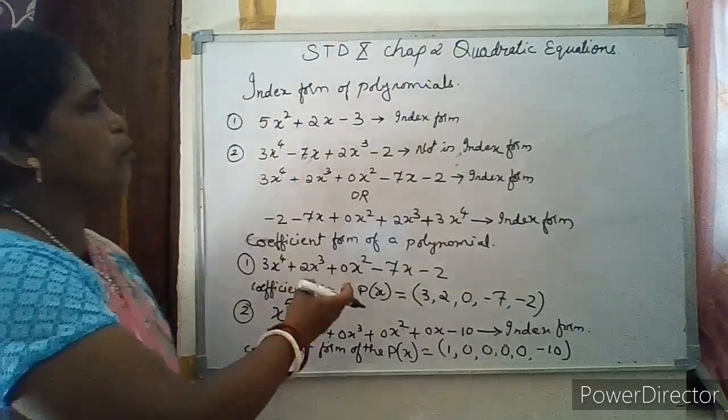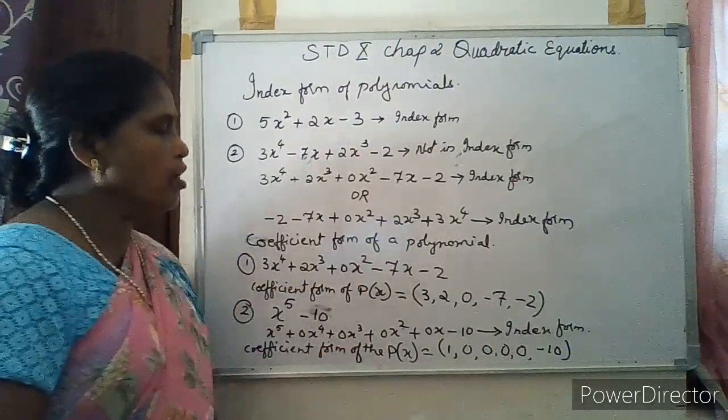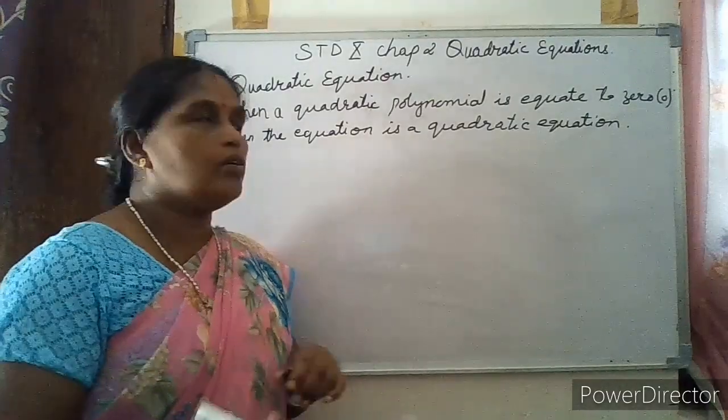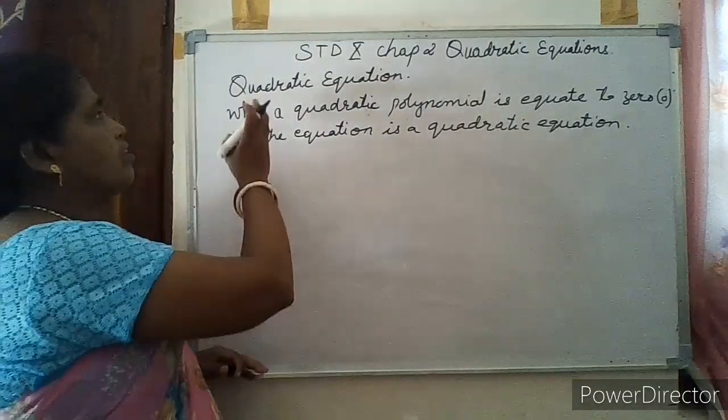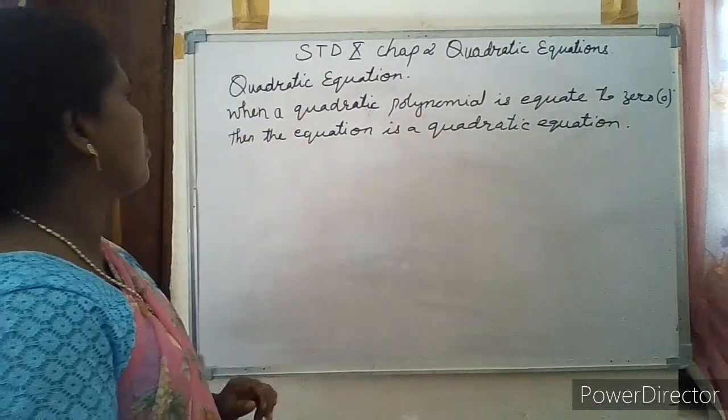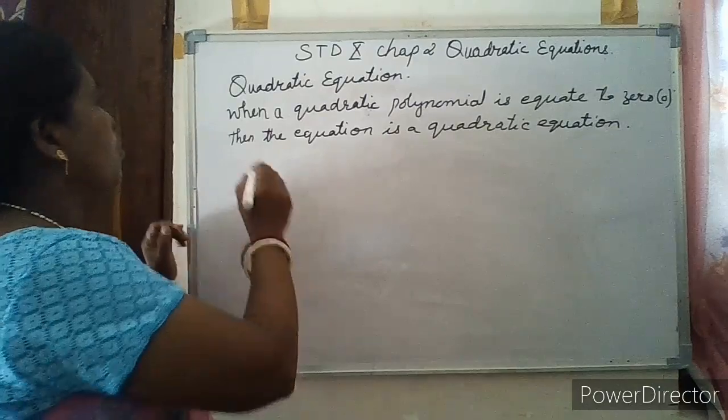So this is the coefficient form of this polynomial. So you have learnt about the index form and the coefficient form of a polynomial. You have learnt about polynomials. Now let us learn what a quadratic equation is. Coming to the chapter, now look here.